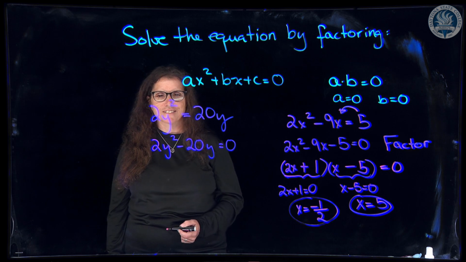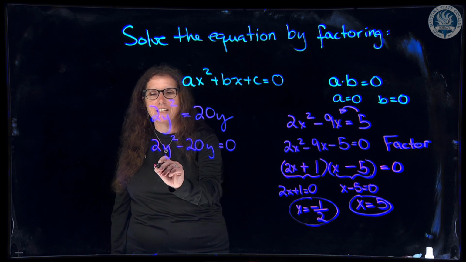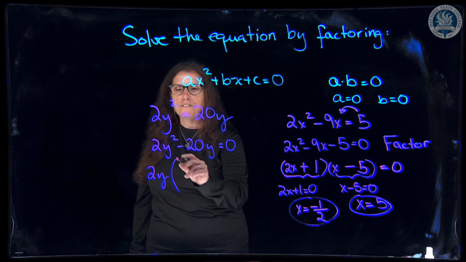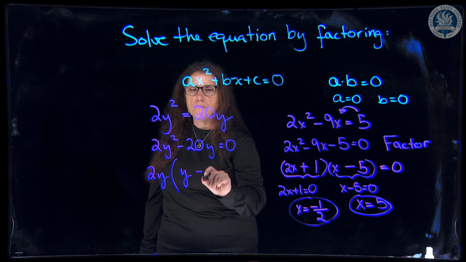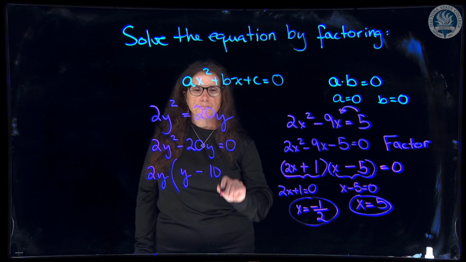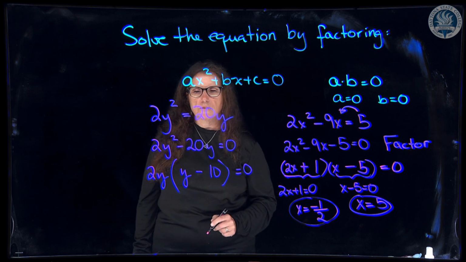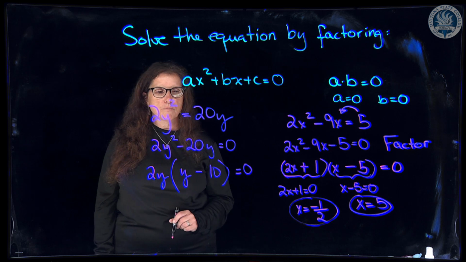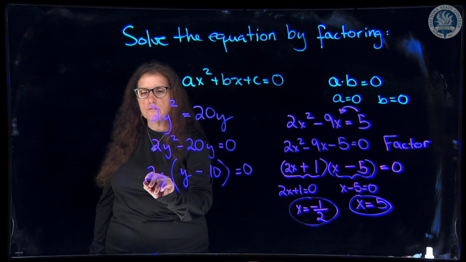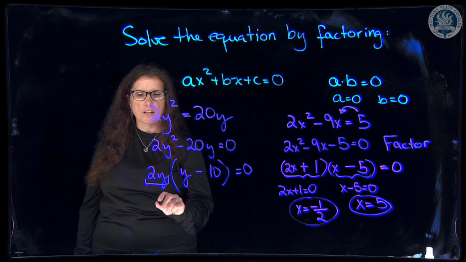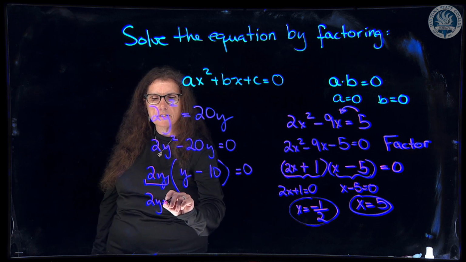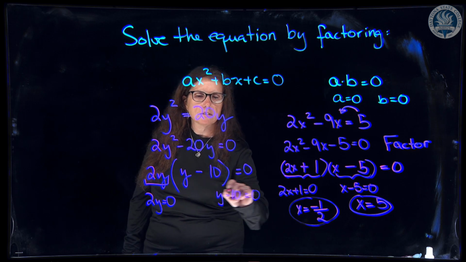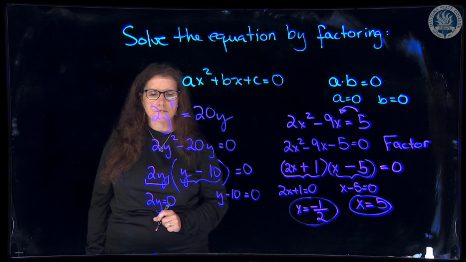The greatest common factor in this case is a 2 and a y. So we factor out 2y as our greatest common factor. That leaves me with one more y here, minus 10 equals 0. Here you go. We just factored it. Now, each of these mini factors have to be set equal to 0. So don't forget, the 2y is a mini factor in itself. You set it equal to 0. Y minus 10 is the other mini factor, and we set that equal to 0 as well.